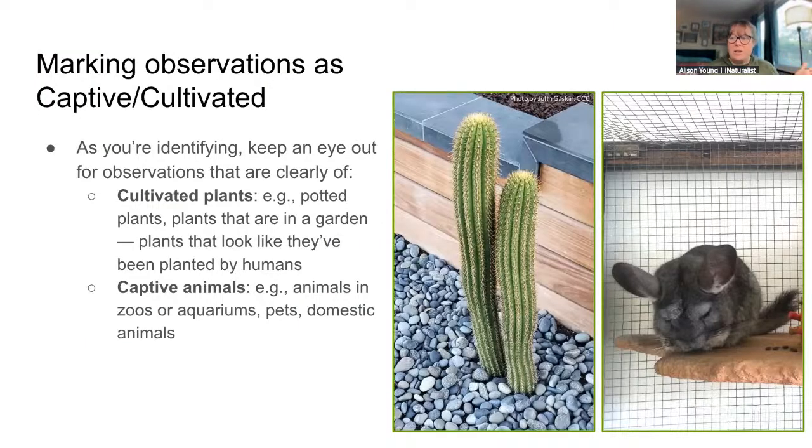So captive and cultivated organisms are observations that are clearly cultivated plants. These are plants that have been planted by humans. You might see them in a pot, or clearly in a garden that's being taken care of. And captive animals are animals that are pets, animals in a zoo, animals in an aquarium, or domesticated animals like cows or goats or horses or things like that.